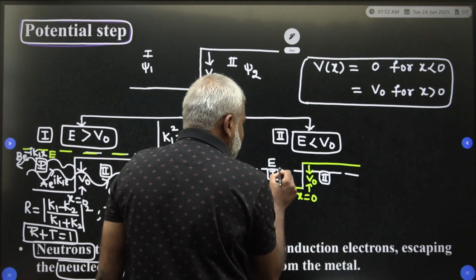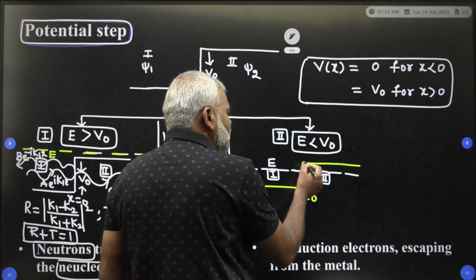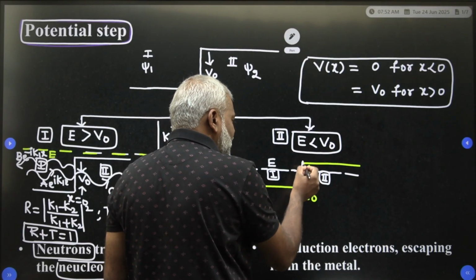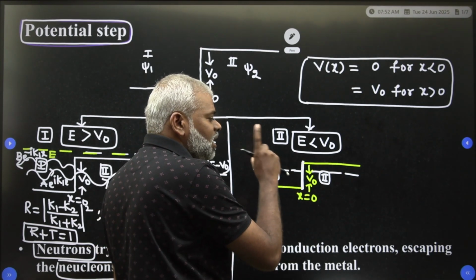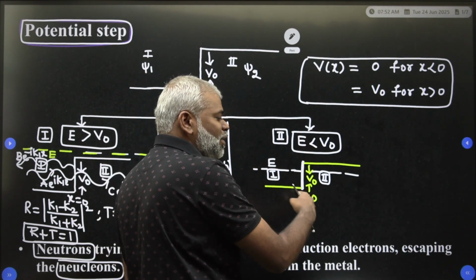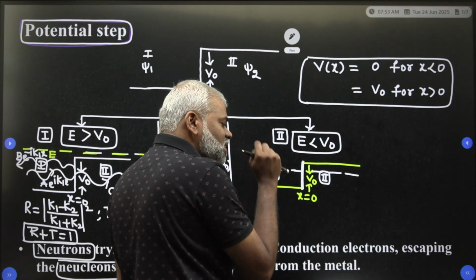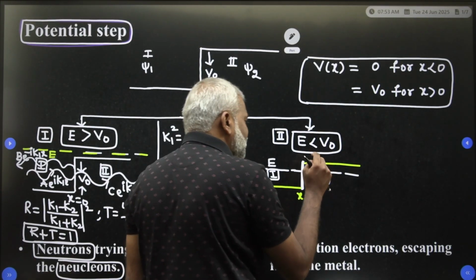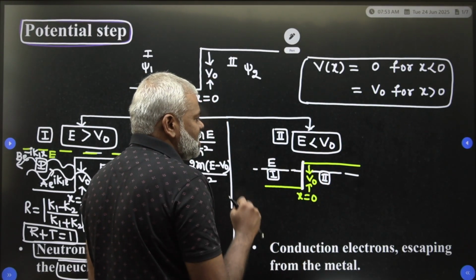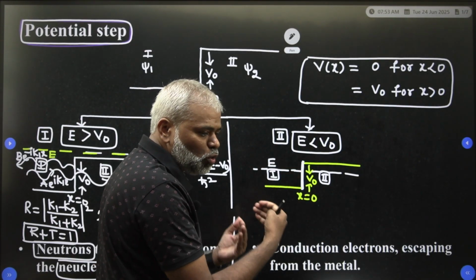When E is less than V naught, in the classical region you have to observe, the barrier height is very high. Barrier height is very high means classically that the particle cannot penetrate through this barrier. But quantum mechanically there is a probability of finding the particle in region 2. Therefore, we have to observe the quantum mechanical phenomena here.